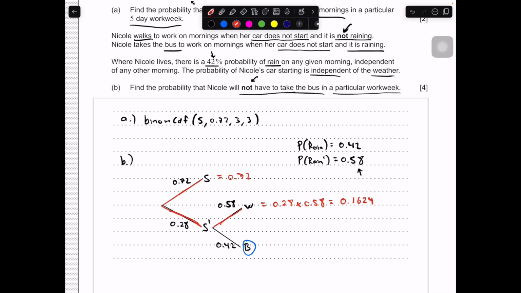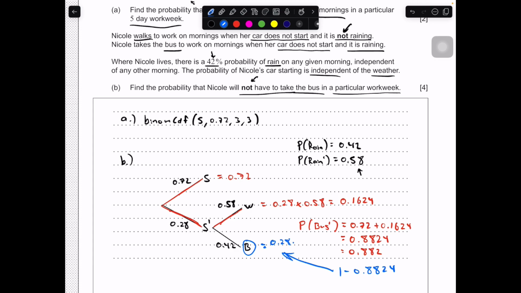Let's write out the final value. So the probability of not taking the bus is equal to 0.72 plus 0.1624. And here we have 0.8824. And if we wanted to be absolutely sure that this was the case, we would say, does this equal 1 minus 0.8824? Sorry, it's 3 sig figs. We should round this. And of course it does.